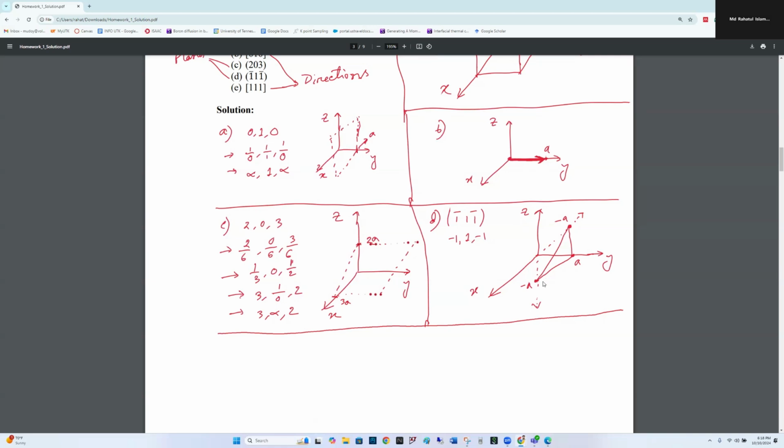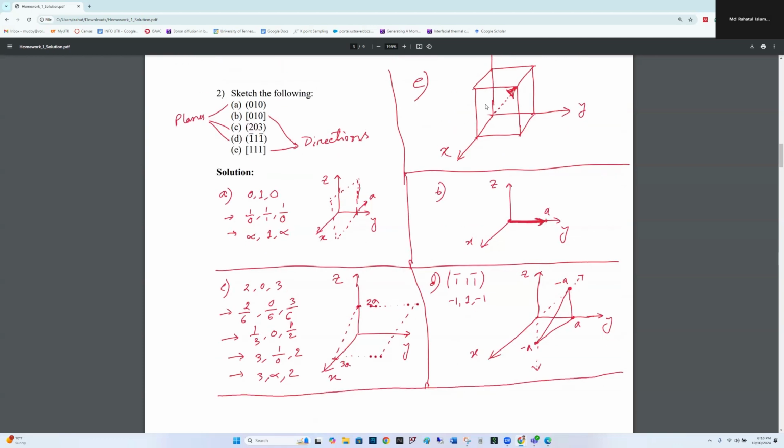Here, a is the unit. So if you connect them, you get the plane actually. So what is the main theme of sketching the plane? You have to find the intercepts, and if you find the intercept, just point them. I mean, draw a point on those intercepts and connect them actually. And if it's infinity, then you do not need to intercept the plane with that particular axis.